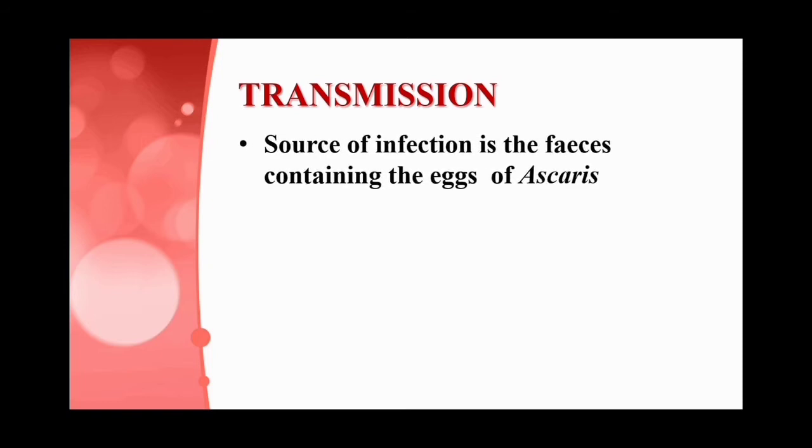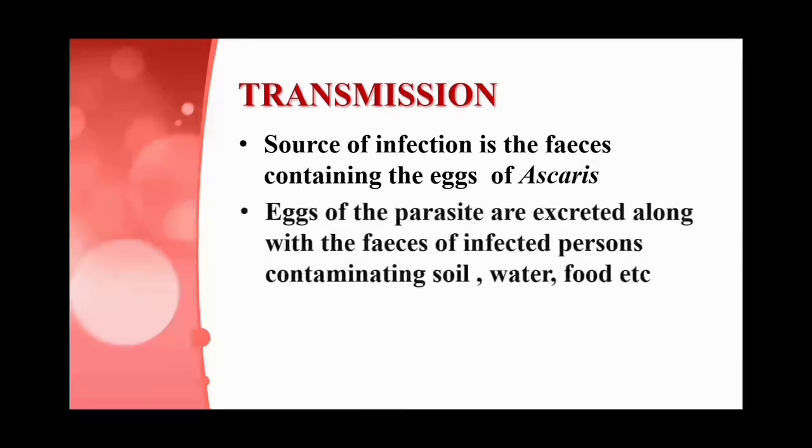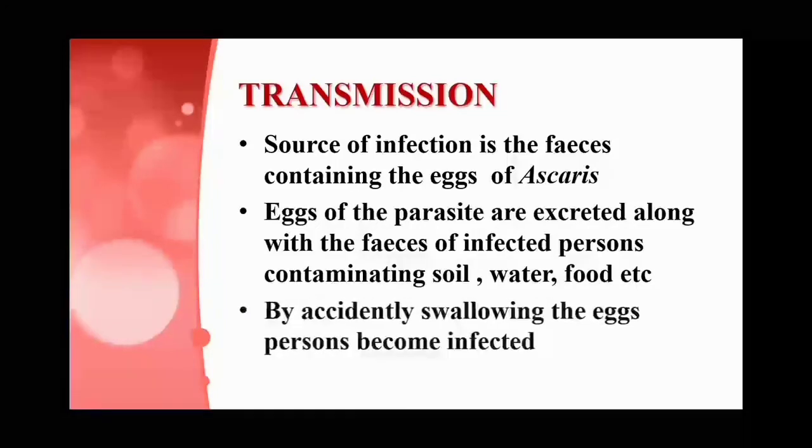How is Ascaris able to reach inside our body? What is the mode of transmission? The source of infection is the feces or human excreta, which contains the eggs of Ascaris. The eggs of Ascaris are passed out with the stools of an infected person. If the human excreta is not disposed of properly, it contaminates our soil, water and food. By accidentally swallowing the eggs, the person becomes infected.